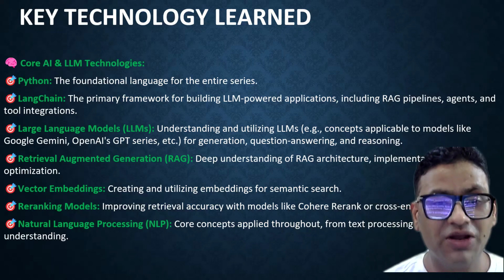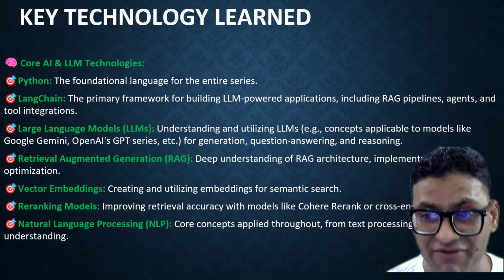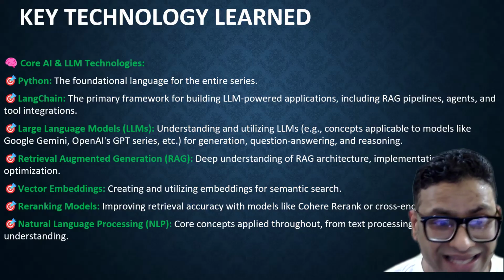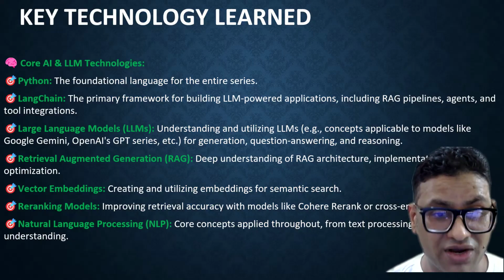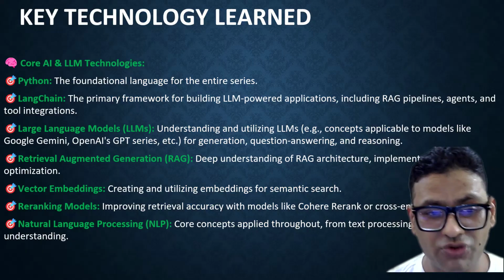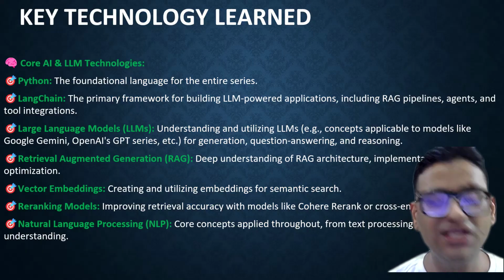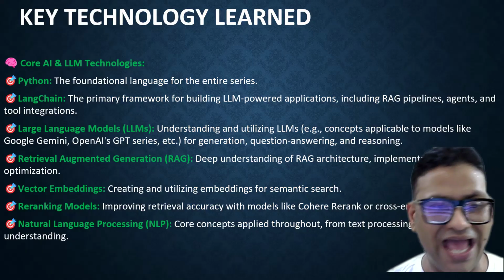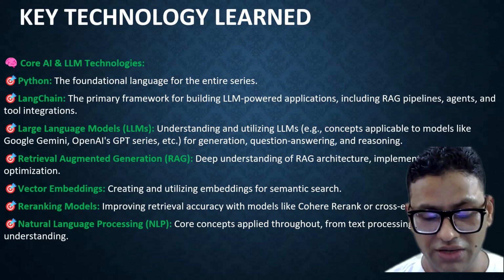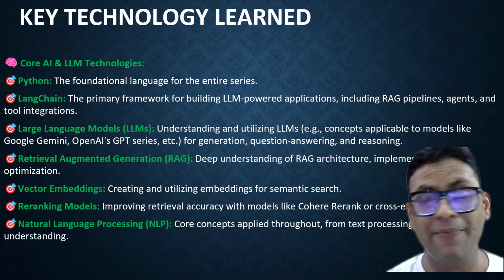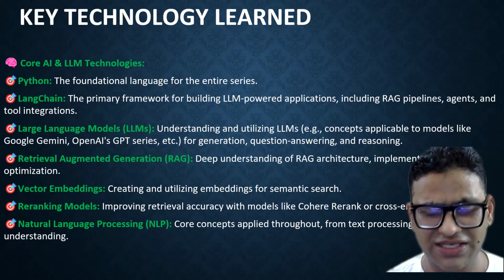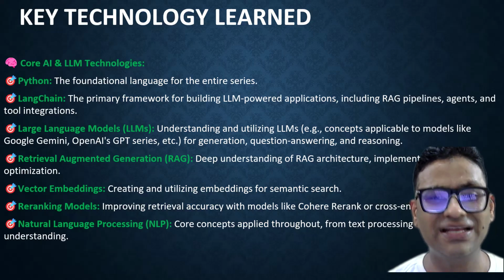RAG concept, retrieval augmented generation, we have understood not only from the theory, but we have implemented that. Vector embedding we also tried to understand. Once we have content, that content cannot be understood by the machine. So we have to convert that into a list of numbers, a kind of array of numbers, which represents the data in a high dimensional space, right?